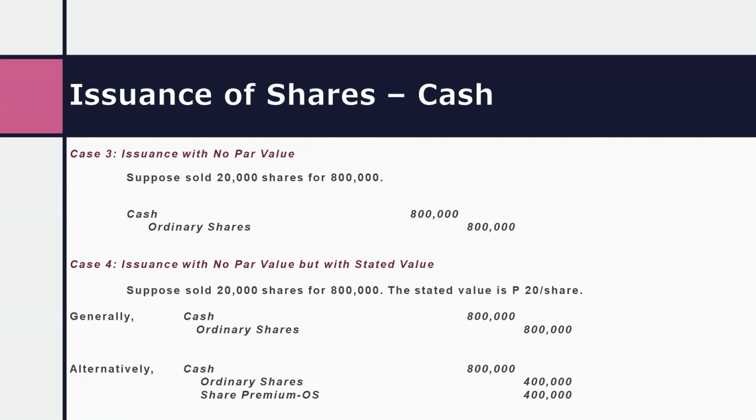Now, just take note that if you will be asked, for example, magkanong legal capital. So considering that this is a no par value share, even if dito sa alternative approach sineparate mo ang ordinary share sa share premium ordinary share, take note that when you're asked of the legal capital, your legal capital would still be 800,000. Kasi 'di ba pag no par value, the legal capital is really equivalent to the whole consideration or to all of the consideration received for that issuance of shares.